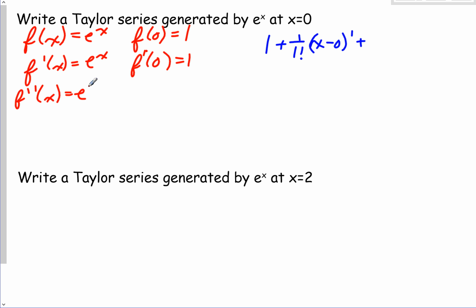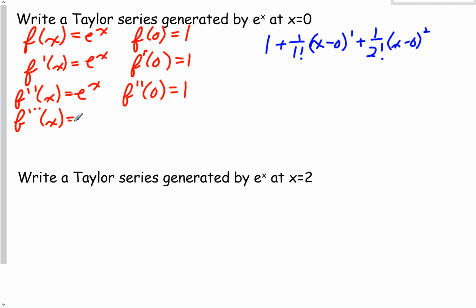For my third term, I need to know the second derivative, which is e to the x, and the value when I plug 0 in, my center, is still 1. So this is now going to be 1 over 2 factorial times x minus 0 squared. For my fourth term, I need my third derivative, which is still just e to the x, and the value when I plug my center in is still 1. So this is going to be plus 1 over 3 factorial times x minus 0 to the third.